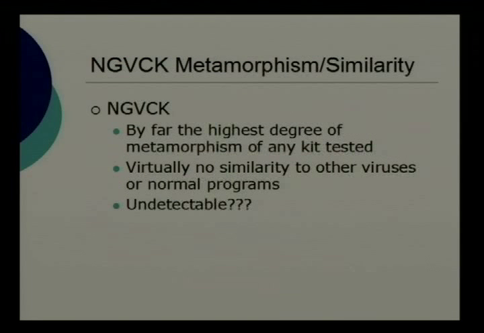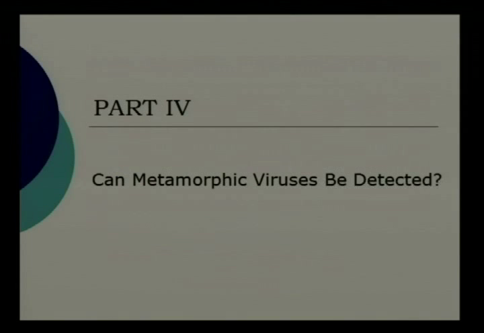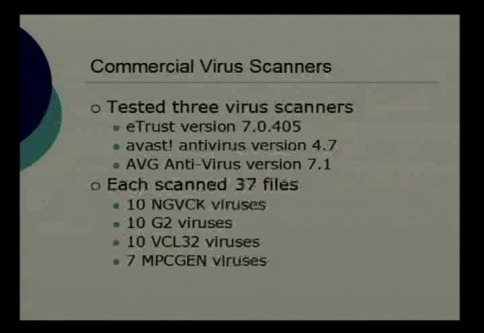So what does this tell us? We see that NVIC has by far the highest degree of metamorphism of the kits that we tested, and it has no similarity to other viruses or normal programs. So would that make it undetectable? That's our next question. Can we detect them?